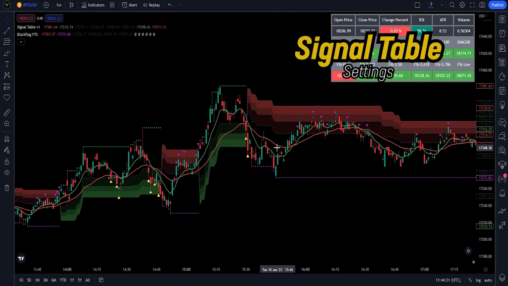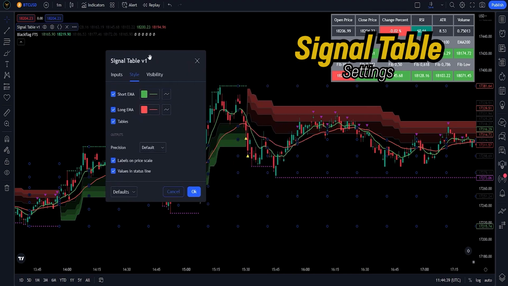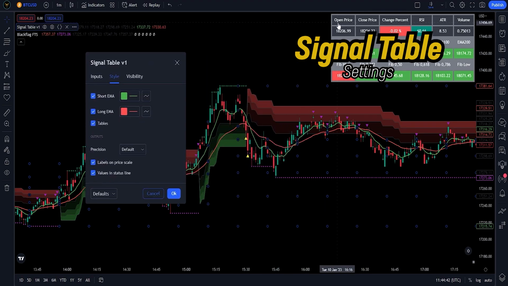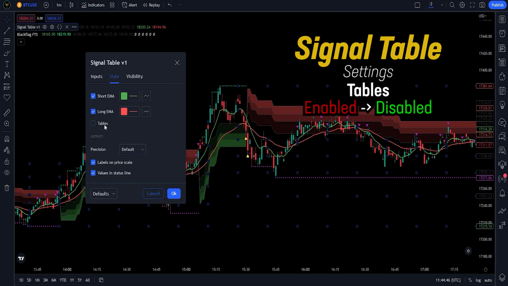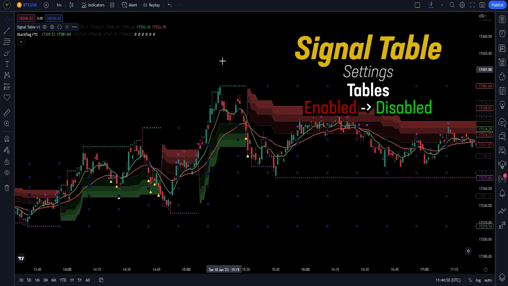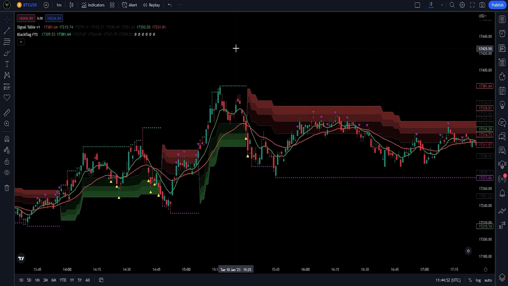This indicator adds these 2 EMA lines, as well as this signal table. So, double-click either one of these lines, or this signal table, and you will open settings for this indicator. For this indicator, we only need to disable one setting, which is this table setting, which is located in Style. Once you disable this setting, press OK, and we are finished with modifying our first indicator. Alright, let's move on to our second indicator.